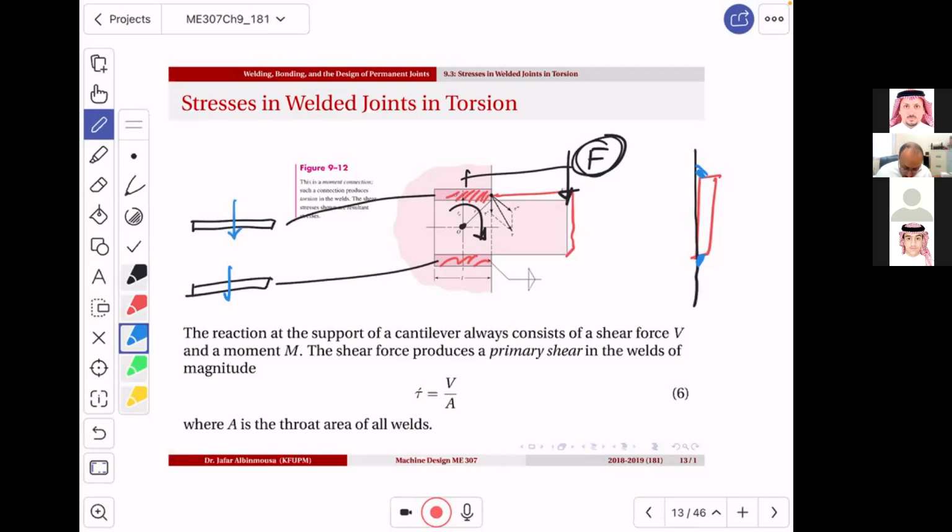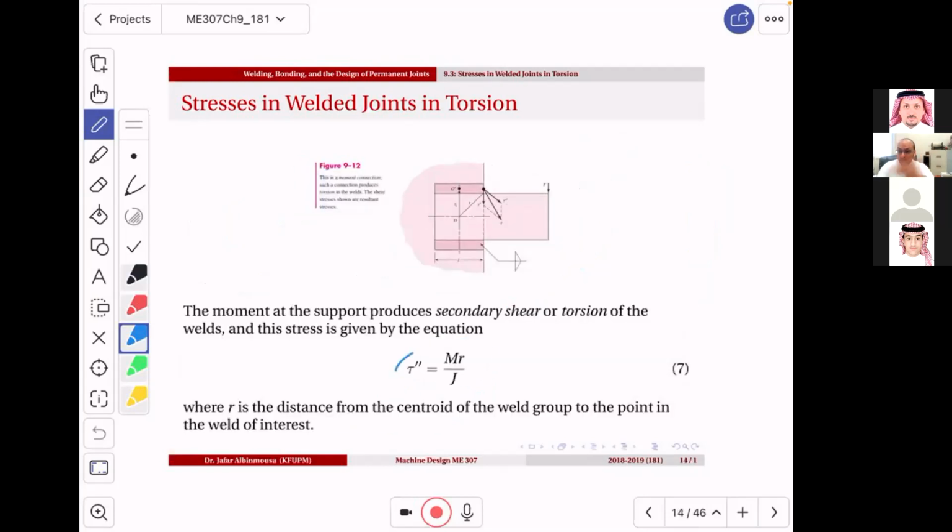So we will have tau prime, which is a primary shear. The concept is that while V can be expected to be like F, the A is very weird. What is the area for this? And what is the area for this? So the idea is this. We also have a double prime shear, which is a secondary shear.